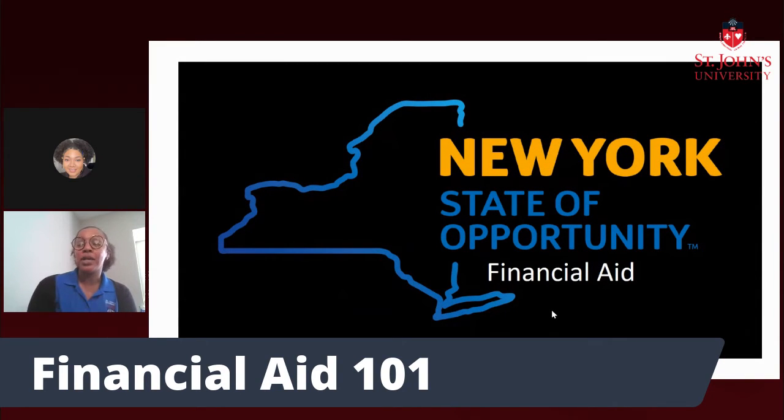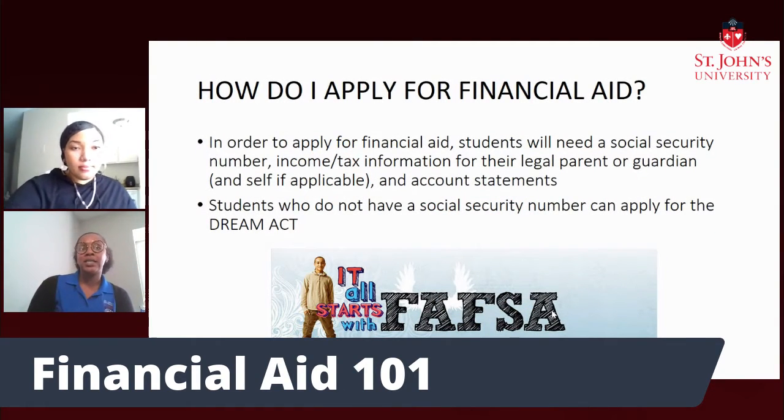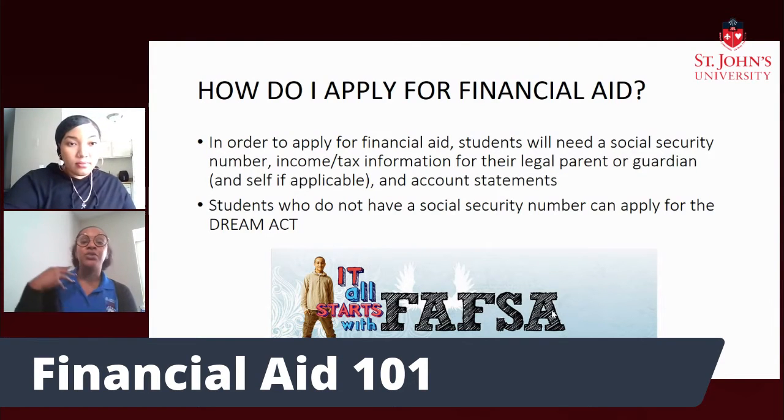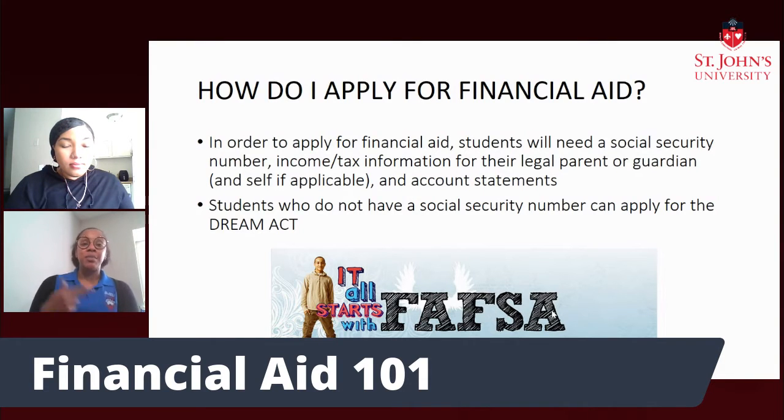Let's talk a little more about New York State's aid or financial aid for students. Before you even talk about how you can access New York State's pot of money, you have to complete the FAFSA, okay? Everything you do related to financial aid is going to start with the FAFSA. Private scholarships will be just a little different because they're requesting different information, but for FAFSA, from the federal government or the state government, you have to have a social security number. You're required to submit income and tax information for your legal parent and/or guardian. You have to submit this information for yourself if you're working and you make over a certain amount of money. And you also are required to submit your account statements.